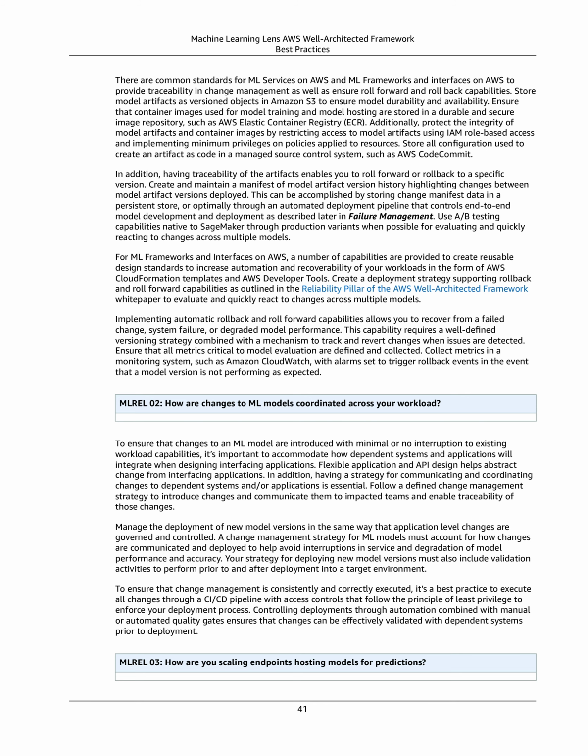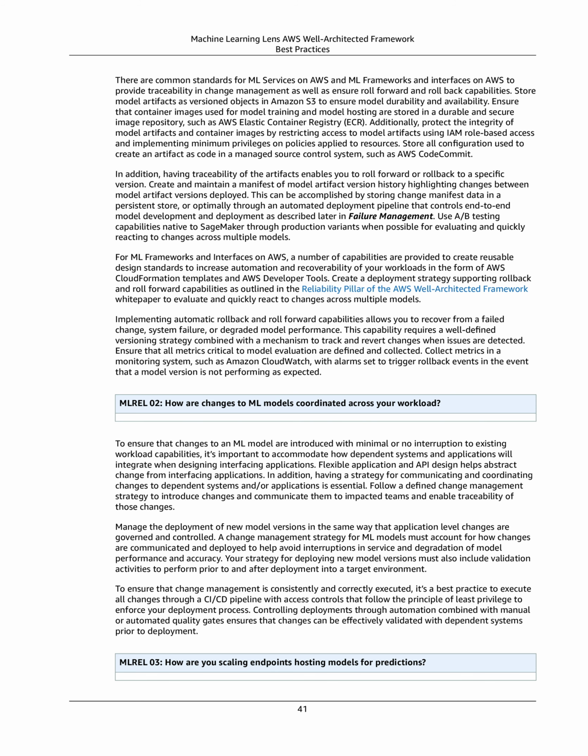Implementing automatic rollback and roll-forward capabilities allows you to recover from a failed change, system failure, or degraded model performance. This capability requires a well-defined versioning strategy combined with a mechanism to track and revert changes when issues are detected. Ensure that all metrics critical to model evaluation are defined and collected. Collect metrics in a monitoring system, such as Amazon CloudWatch, with alarms set to trigger rollback events in the event that a model version is not performing as expected.